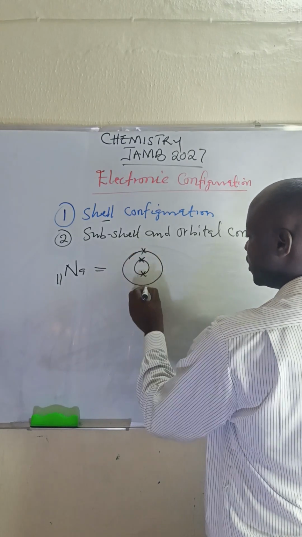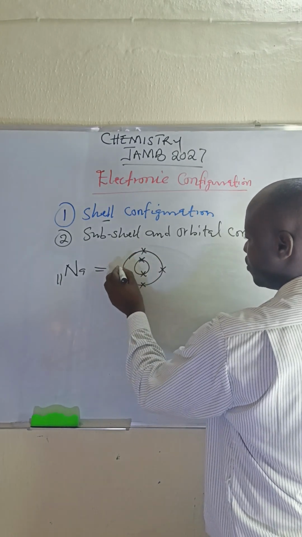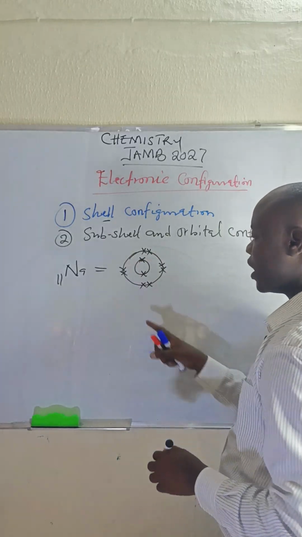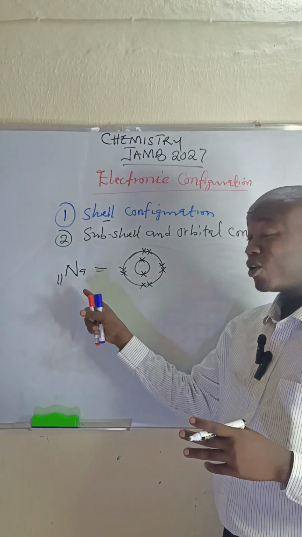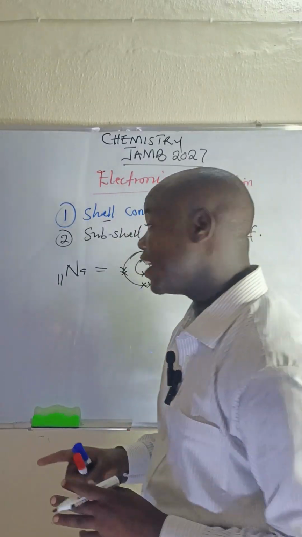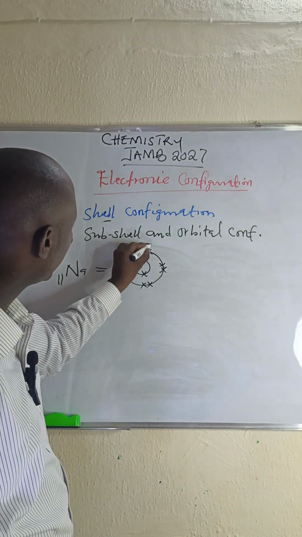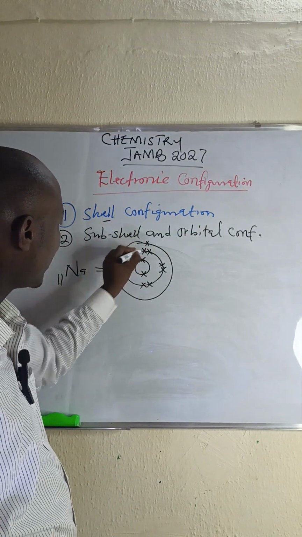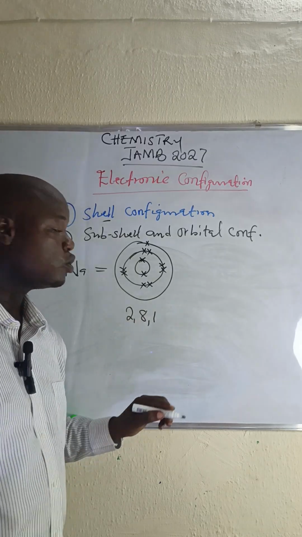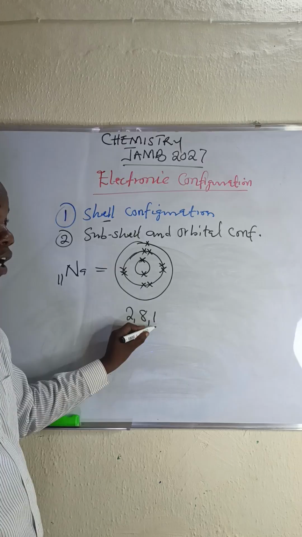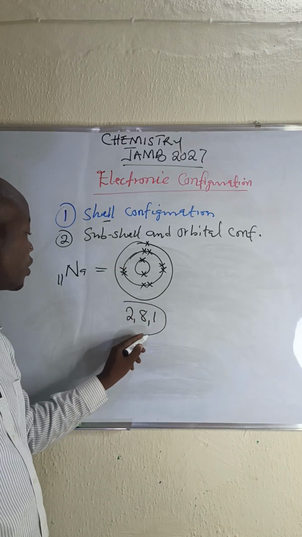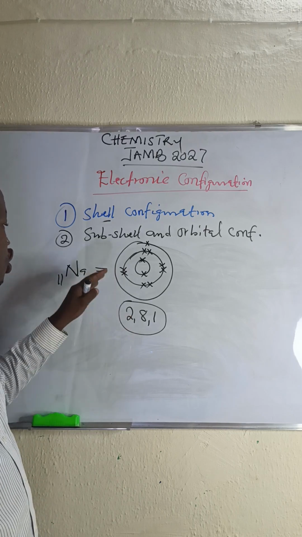So therefore we have 1, 2, 3, 4, 5, 6, 7, 8. So we have 2 and 8 making 10. So 1 electron remains. Don't forget that the L shell accommodates a maximum of 8 electrons. So now we have 1 electron remaining, which is 1. So we now have 2, 8, 1. 2 plus 8 we have 10, plus 1 we have 11. So these are the numbers of electrons that are arranged in sodium.